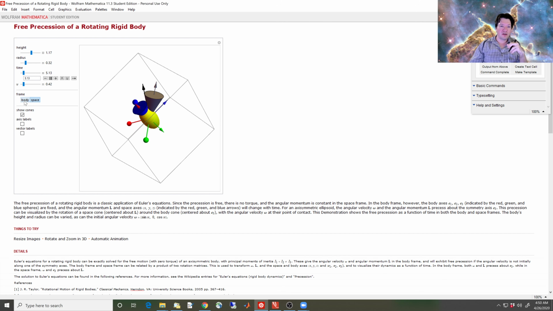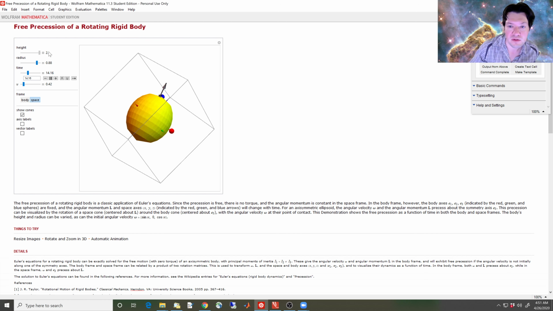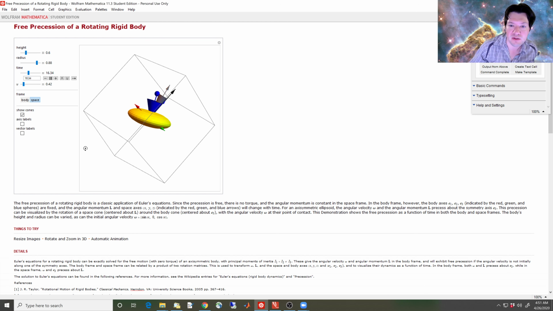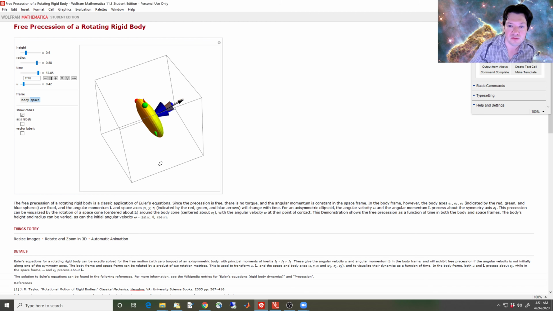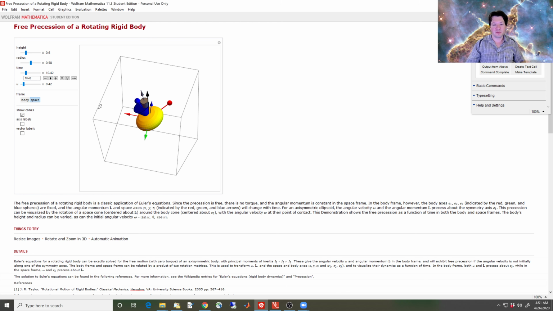Now, if we do the opposite, we consider a fatter spacecraft. Let's make it a little less high. Make that body a little bit bigger. Oh, okay, there we go. Let's see if I can get this oriented so we can see a little bit better. Maybe I can rotate. Yeah, there we go.